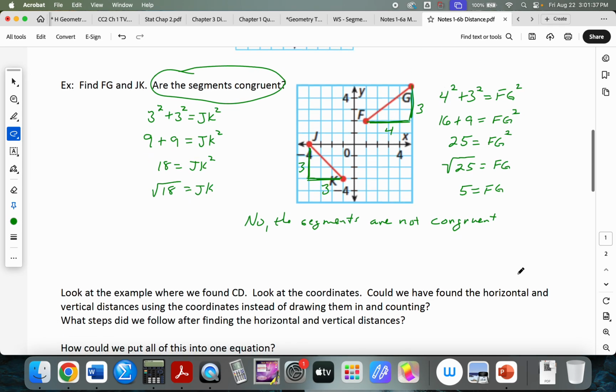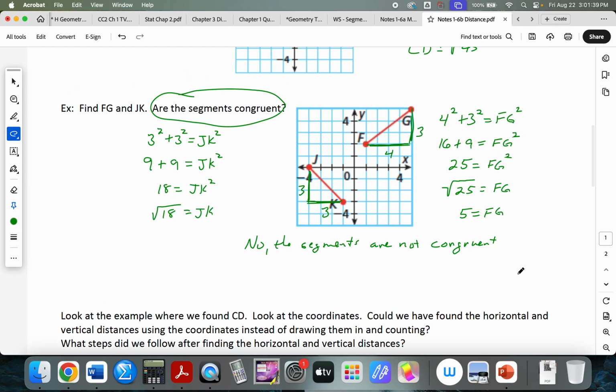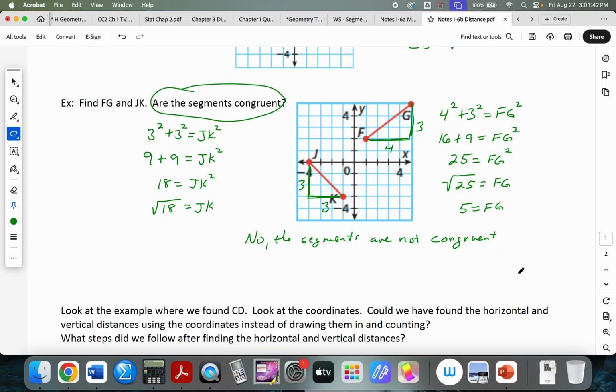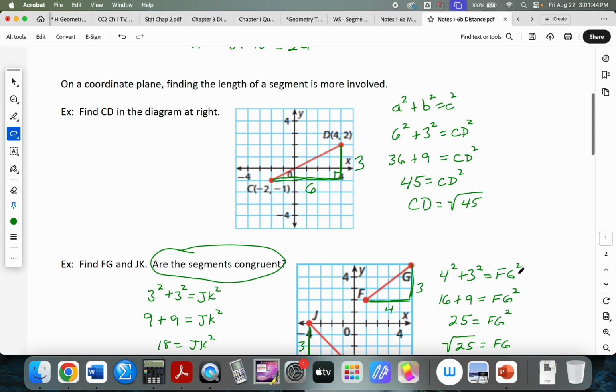Now, before we go on to the back, let's look back at where we found CD. Let's look at the x coordinates. -2 and 4. If we didn't have a sketch of this where we just counted the spaces, how could we get that this length was 6 from -2 and 4? Multiply them? No. -2 times 4 is -8.